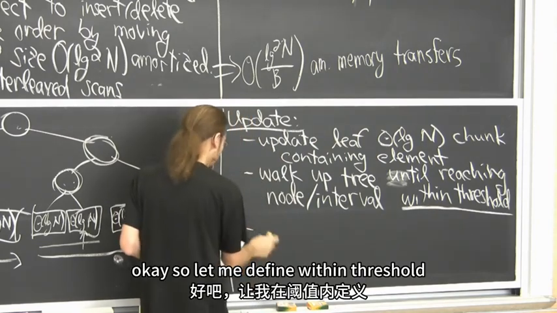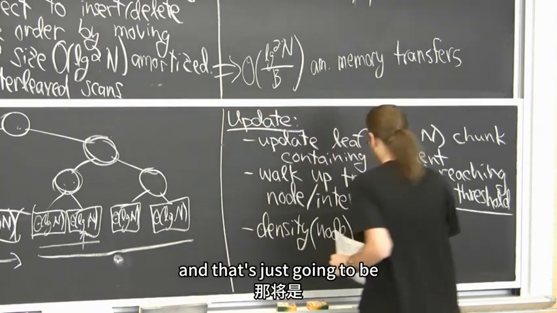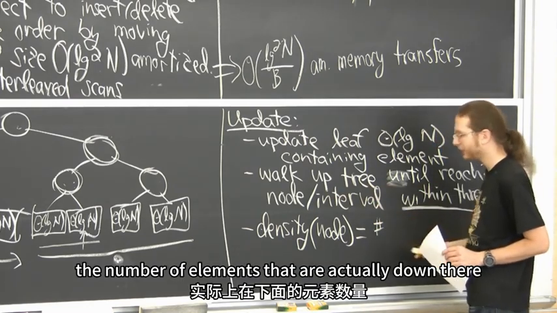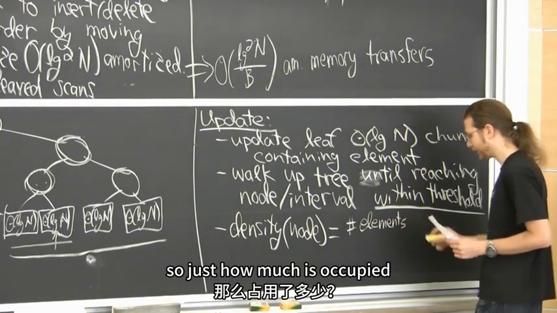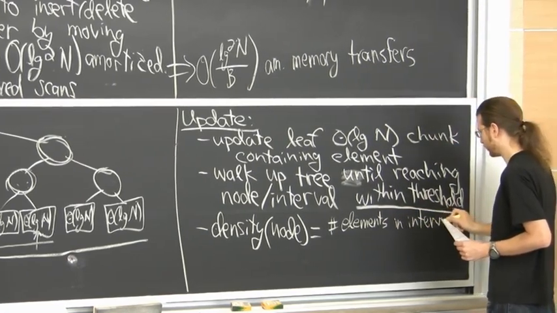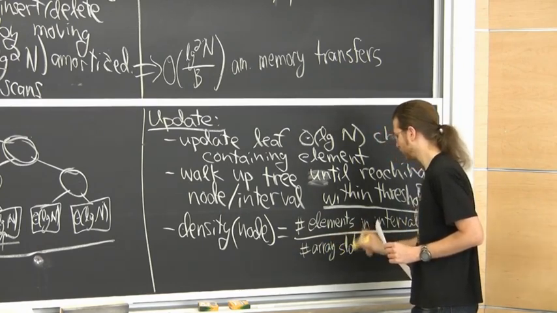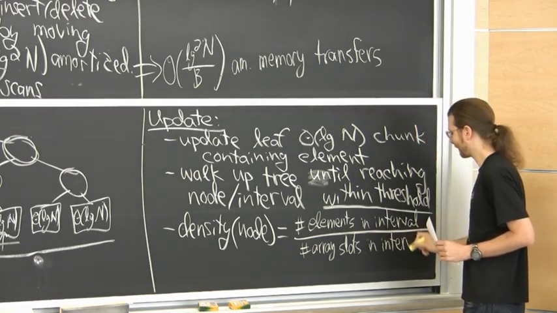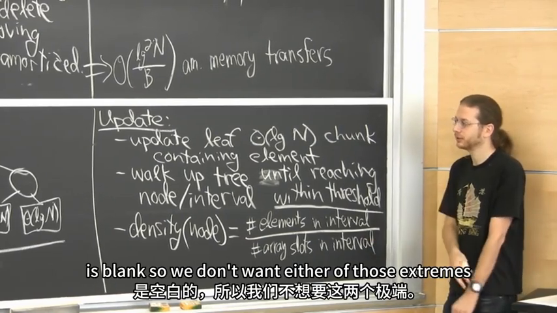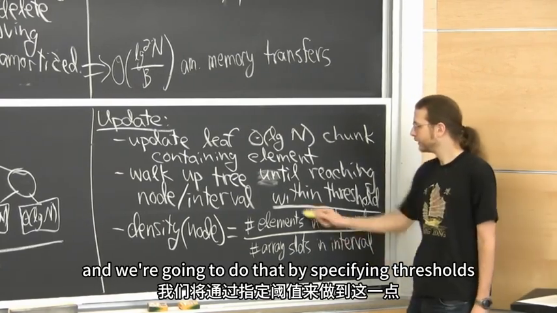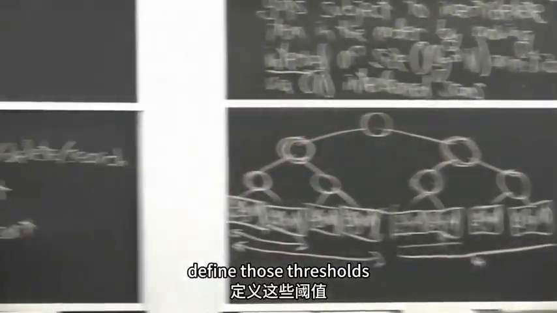Okay, so let me define within threshold. We're going to look at the density of a node or an interval. That's just going to be the ratio of the number of elements that are actually down there versus the number of slots in the array that are down there. So just how much is occupied. So look at that ratio. If it's 100%, then there are no blank cells down there. If it's 0%, then everybody is blank. So we don't want either of those extremes. We want something in between. And we're going to do that by specifying thresholds on this density and try to keep the density within those thresholds.